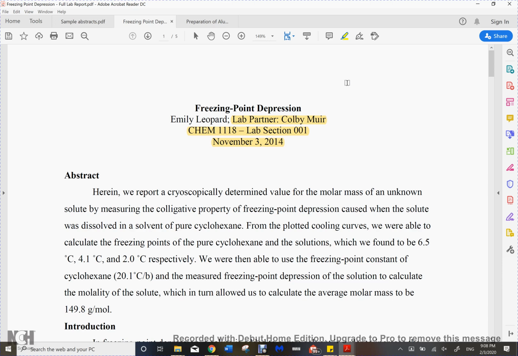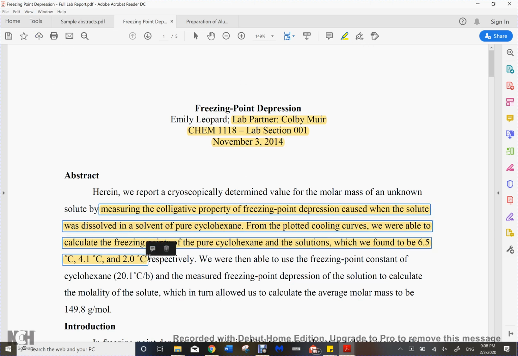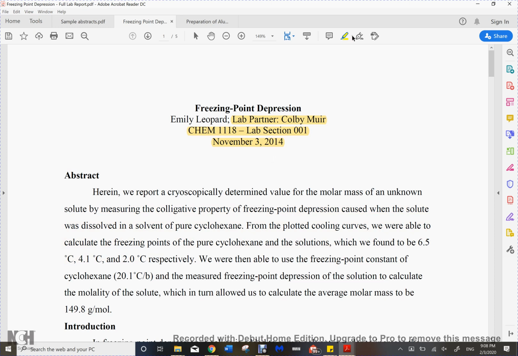All right, welcome back. So now what we're going to move on to is what's called the abstract. I'm sorry, I didn't mean to highlight that whole thing there. Let me delete that. Okay. And so the abstract, again, is kind of like the first thing that your reader will see about your article.